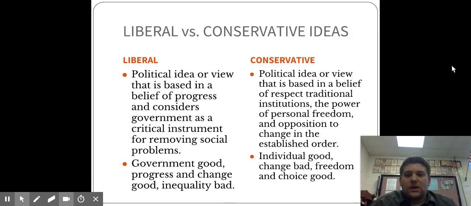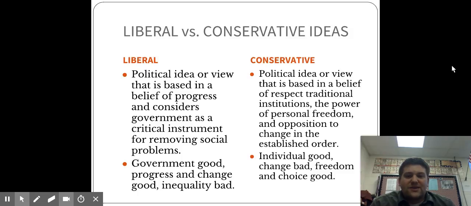So liberalism is a political idea or view that is based on a belief in progress and considers government a critical instrument for removing social problems, right? That government is there to remove the problems that we have amongst each other. And they also believe government is good, that government should be there to progress and make change and to stop people from being treated unequally.